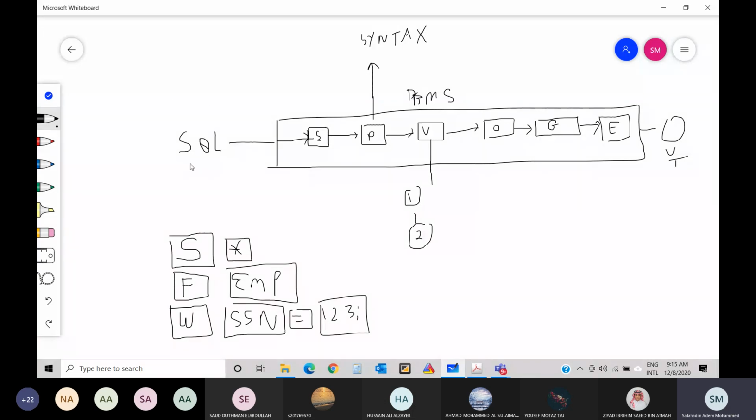The user who wrote this SQL statement, is he allowed to access the employee table? Is he allowed to access the SSN column? So it will check also the privileges of the user. So this is done during validation.